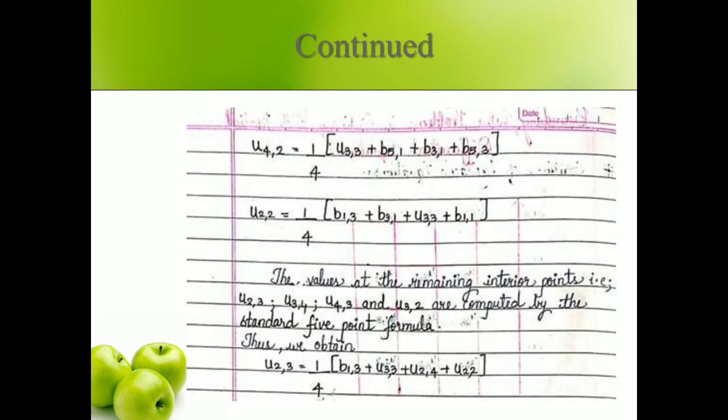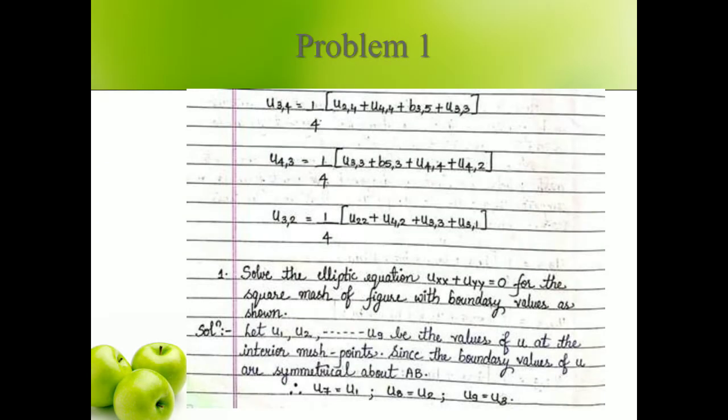The remaining values should be found out by the other formula, that is the standard 5-point formula. These others use the diagonal, so they are called the diagonal formula. Thus we obtain u23 equal to 1 divided by 4 of b13 plus u33 plus u24 plus u22, meaning you will be taking only the straight line elements. u34 is equal to 1 divided by 4 of u24 plus u44 plus b35 plus u33. u43 is equal to 1 divided by 4 of u33 plus b53 plus u44 plus u42.